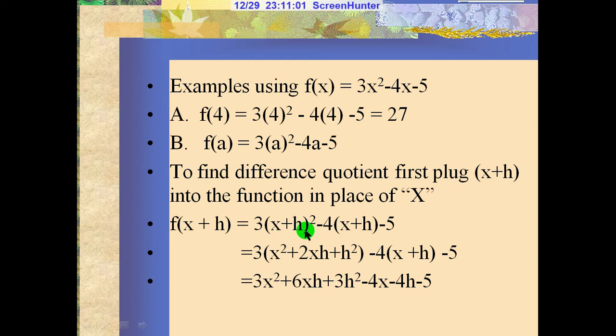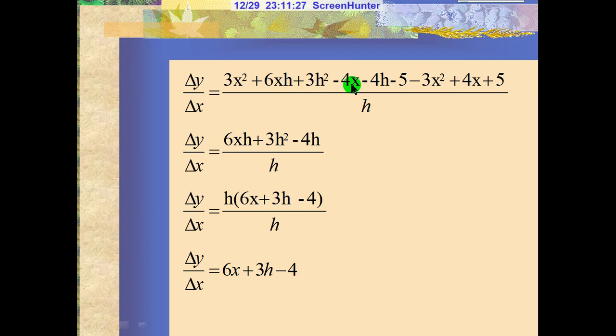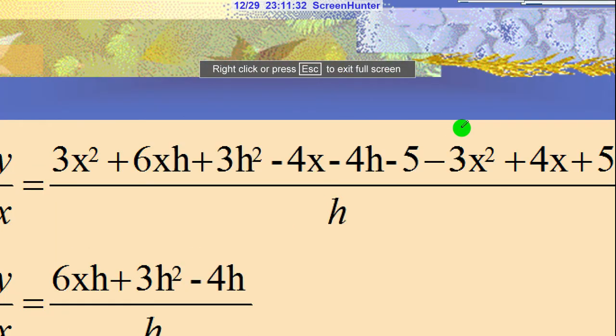This is the (a plus b) whole square formula. You open it with that: a square plus 2ab plus b square. So 3 times (x square plus 2xh plus h square) minus 4(x plus h) minus 5. Simplify it, expand the brackets: 3x square plus 6xh plus 3h square minus 4x minus 4h minus 5. This is the difference quotient computation.